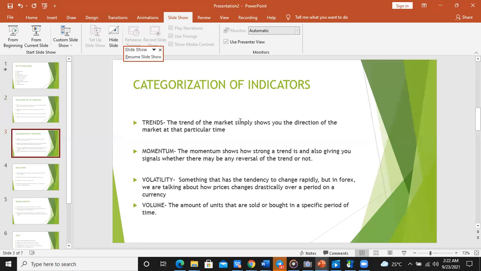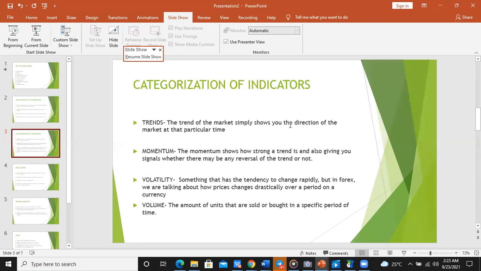Now, the first one is trends. The trend of the market simply shows you the direction of the market at that particular time. So we all know that in Forex or in binary options, there are only 2 things that we focus on. Though there are 3, but the focus is on 2. That is whether the market is trending upwards or the market is trending downwards. And the last one is consolidating. That is an indecisive market.